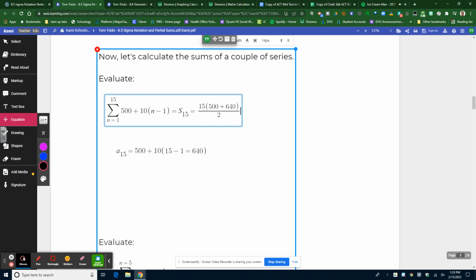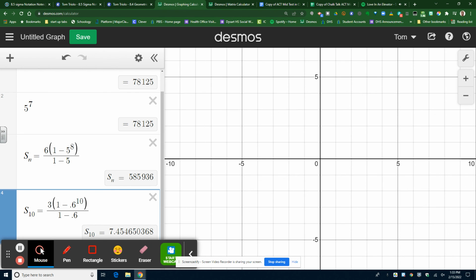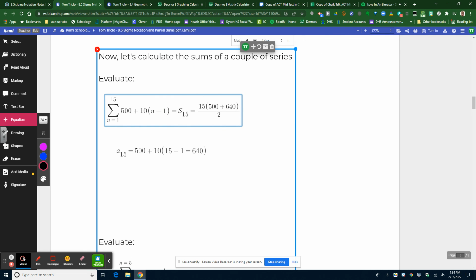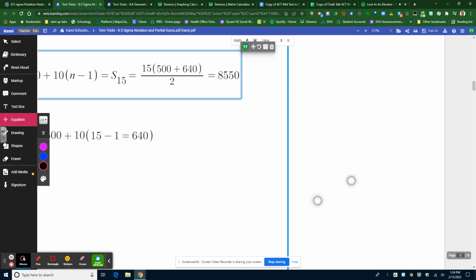Okay. So I will just take this little piece right here, copy, paste into Desmos. I'm just going to clear the board. So if I add up all those terms, I get 8,550. Not approximately, exactly equal to. Okay, that's it. So instead of using the words, if my first number is 500 and my common difference is 10, find the sum of the first 15 numbers. This is how you would do it.